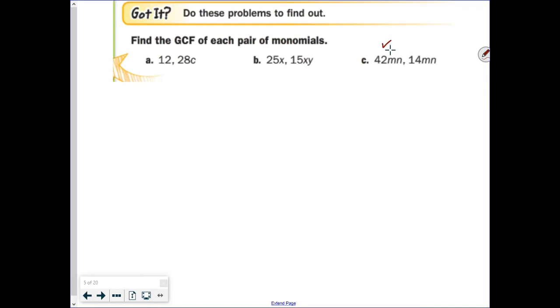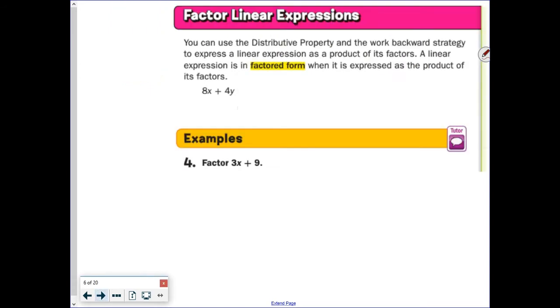Now that you've had an opportunity to practice A, B, and C, let's move on and take a look at factoring linear expressions. It says you can use the distributive property and work backwards strategy to express a linear expression as a product of two factors. A linear expression is in factored form when it is expressed as the product of its factors. That's a lot of wordiness. Basically, we're going to use what we know about the distributive property to undistribute or work backwards. We're going to undistribute this problem.